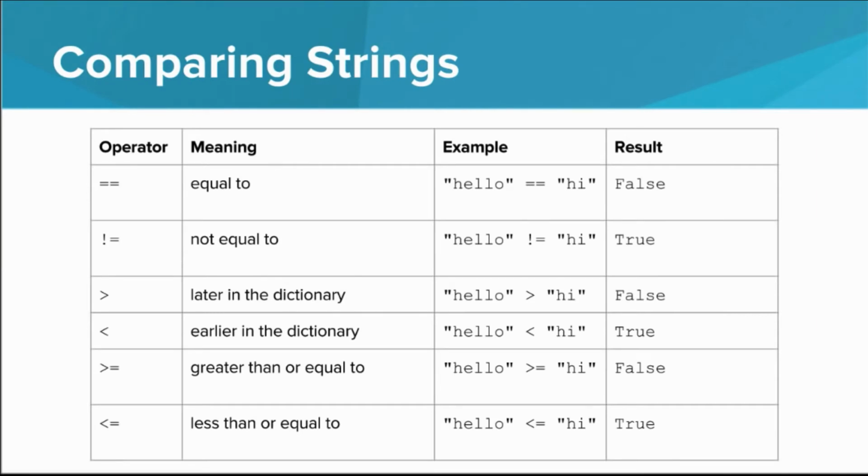Now I want to talk about how each of the operators we saw in this lesson can also be used to compare two strings. Equal to and not equal to are pretty self-explanatory. Greater than and less than require a bit of explanation. Basically, string 1 is less than string 2 if it would appear earlier in the dictionary.